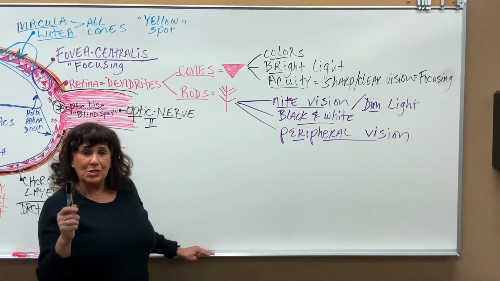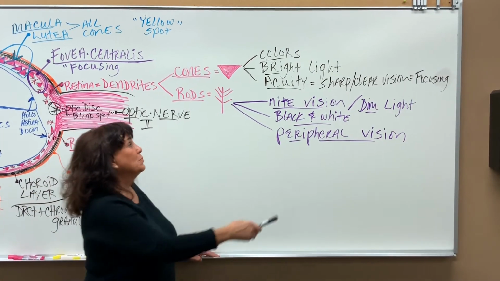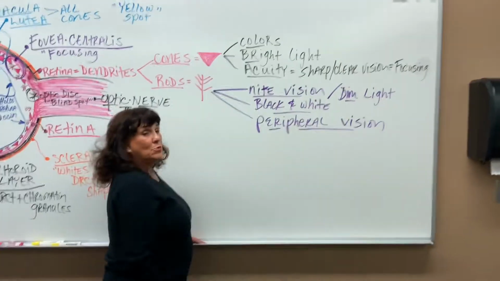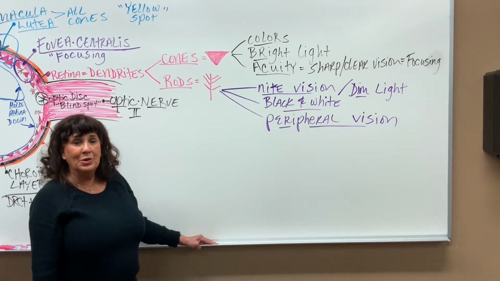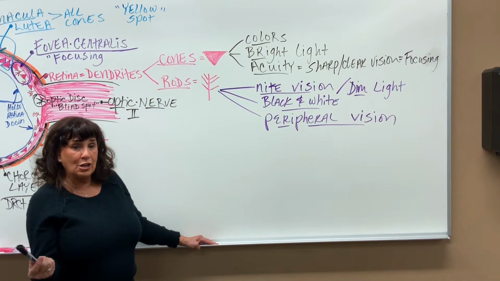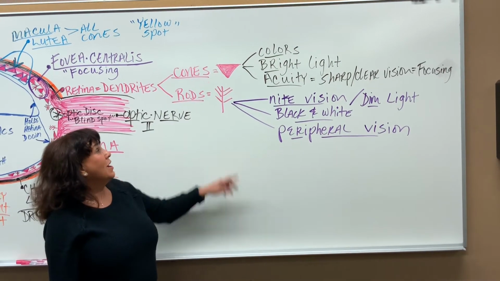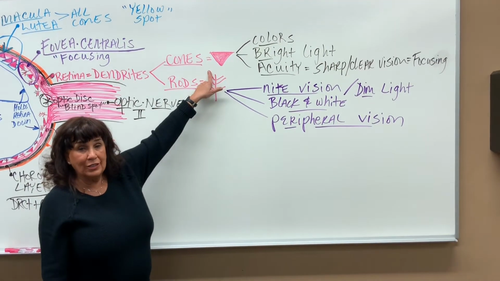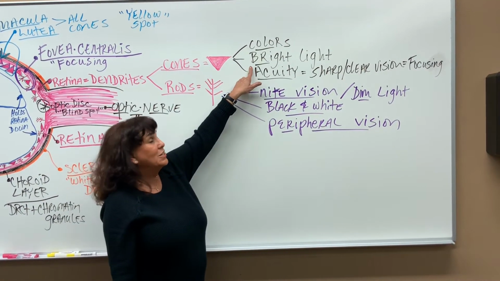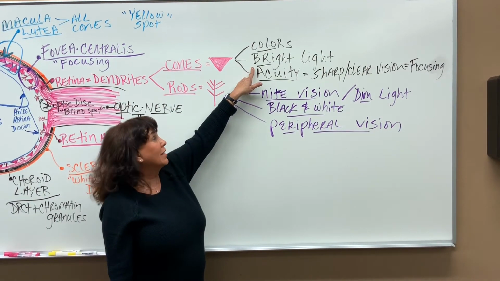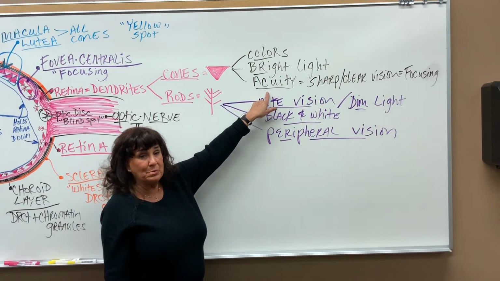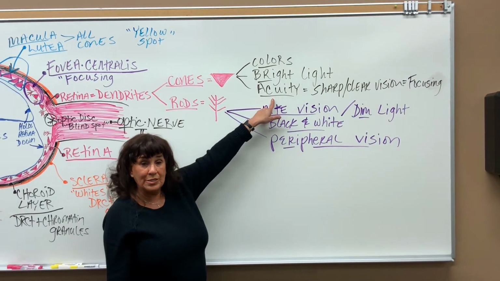When light hits the cones, they're responsible for you seeing in color, red, green, and blue. Red, green, and blue creates all your different colors when they're mixed, and so RGB, right? So cones allow you to see in color. Cones also allow you to see in very bright light, and also they're responsible for your visual acuity.